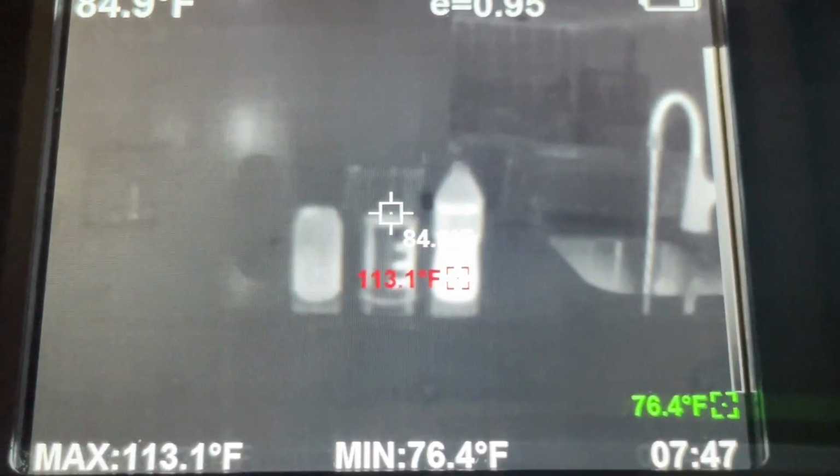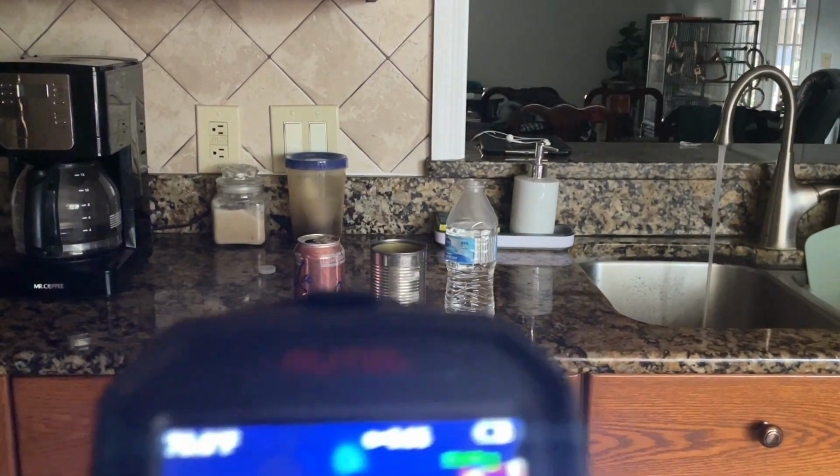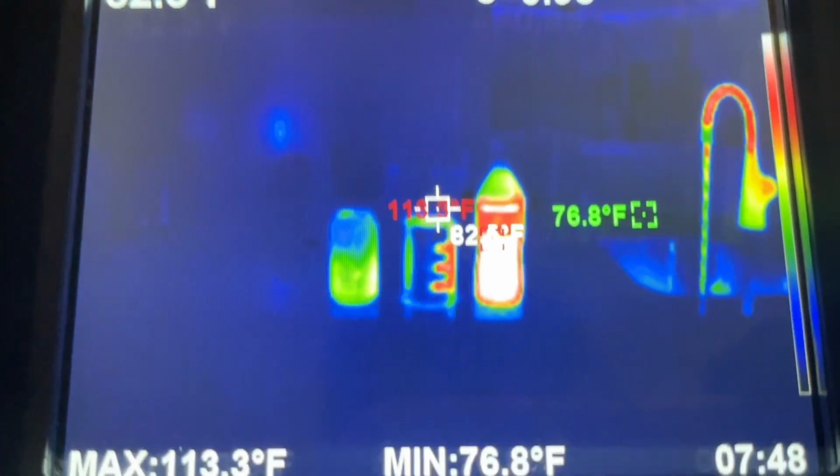You can see that the plastic is emitting the most temperature, the tin can is emitting the least, and the aluminum can is in that medium range. Remember, all three of these bottles or cans are filled with the same temperature water. So, to the untrained person, this might seem like the bottle of water is the hottest. However, it is not. And you can see if we switch over to a different color spectrum, the hot spectrum is the most vivid on the plastic water bottle.